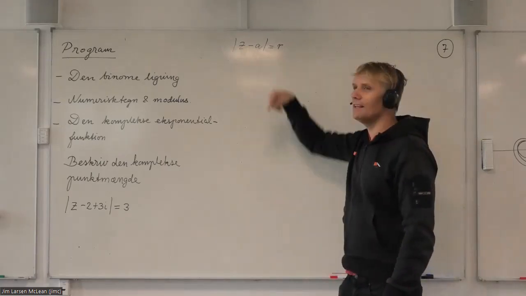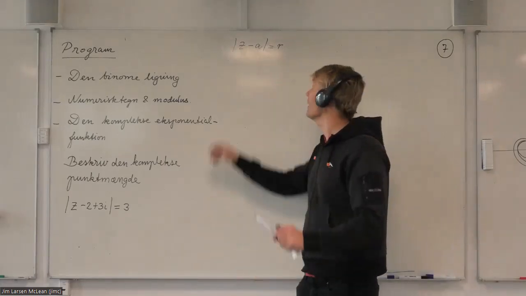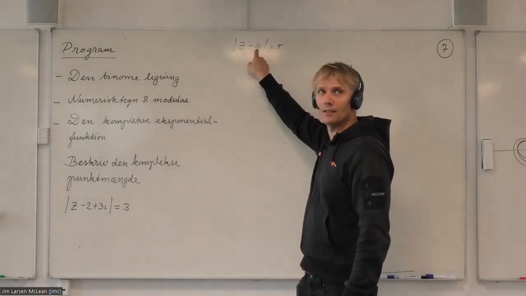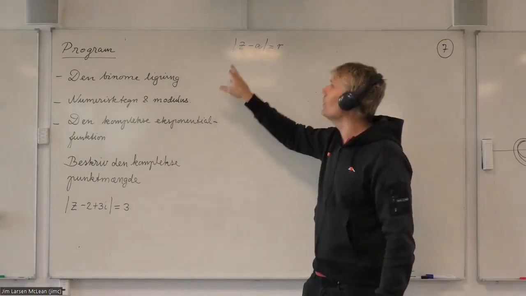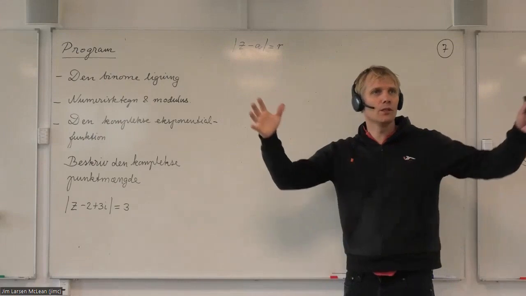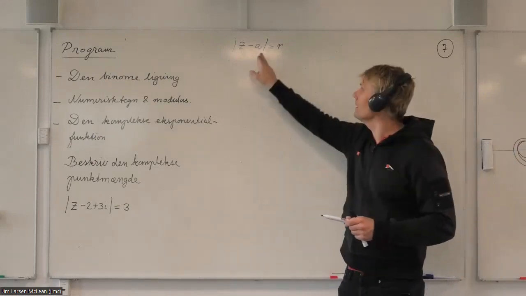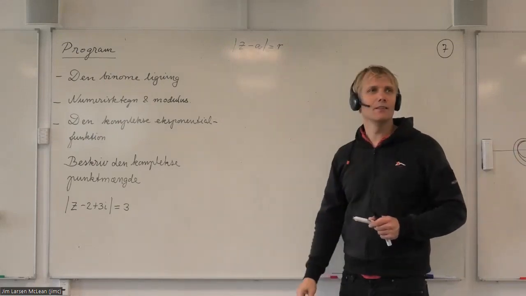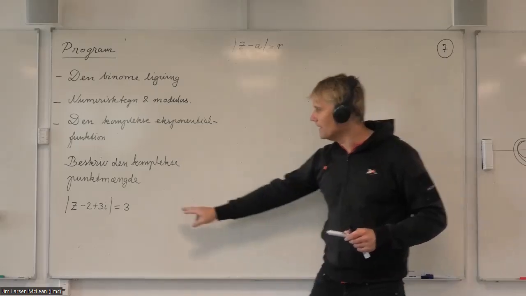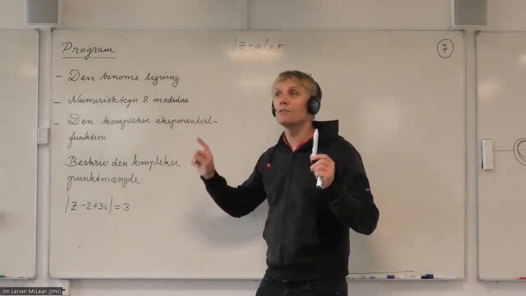Which circle is that right there? It's the circle with the center at A, where A is a complex number, so it can be anywhere, and which has a radius R, so it can be as big or as small as necessary. So it's all the circles that can be drawn at once in the complex plane. But this isn't all circles at once. This is a very specific circle.